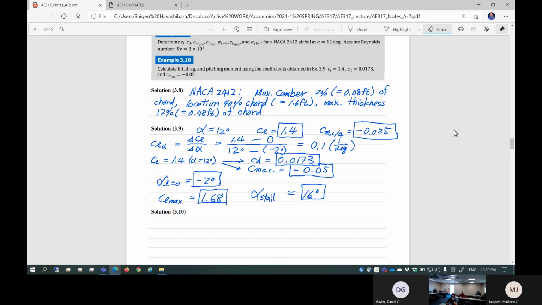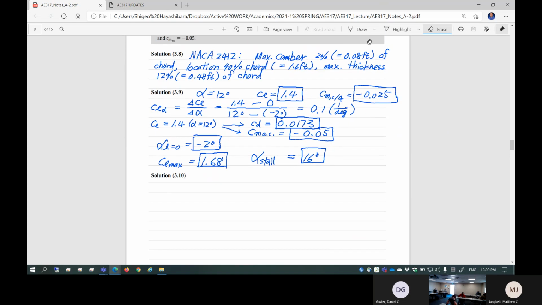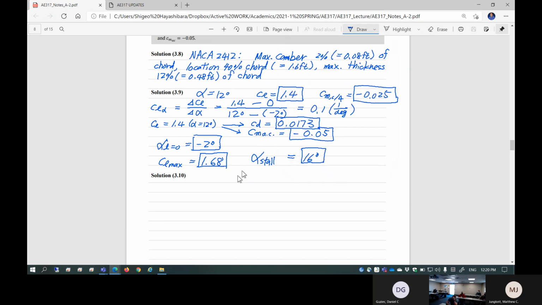Okay, so let's find out. The condition is we are going to assume standard sea level. Okay, so let's assume standard sea level.